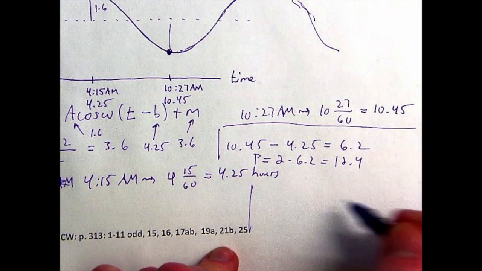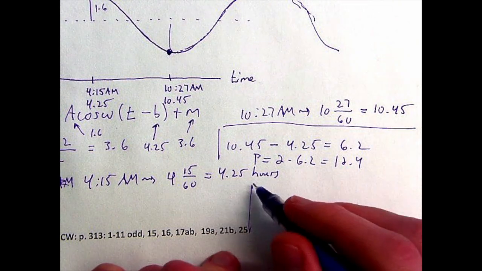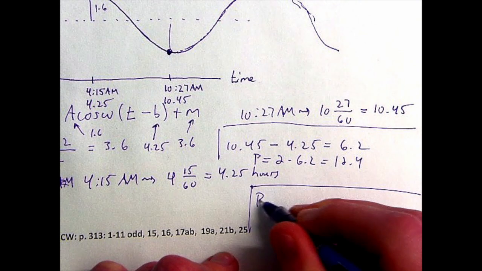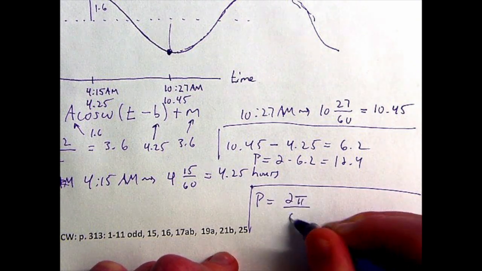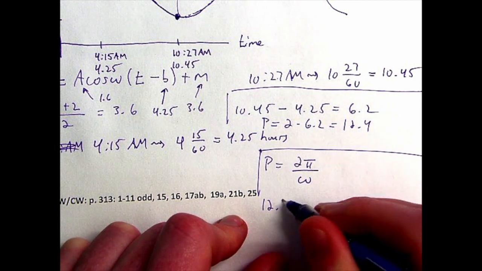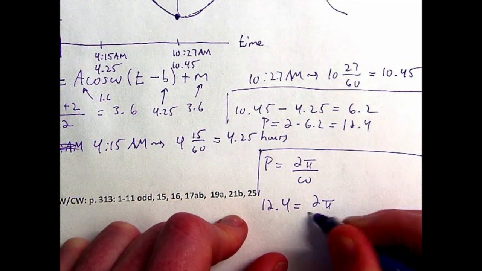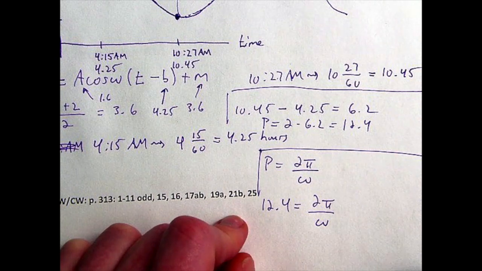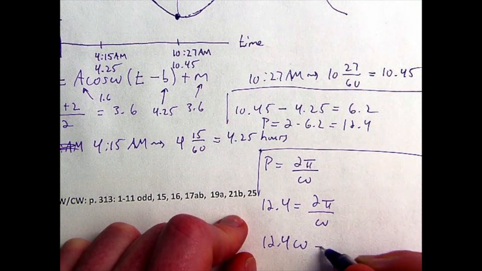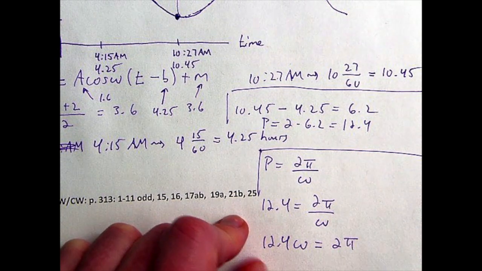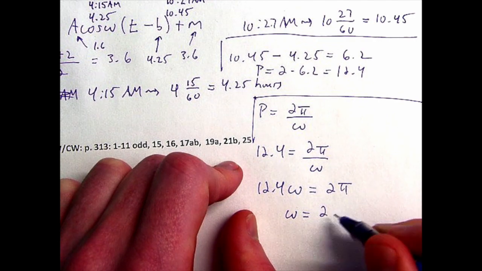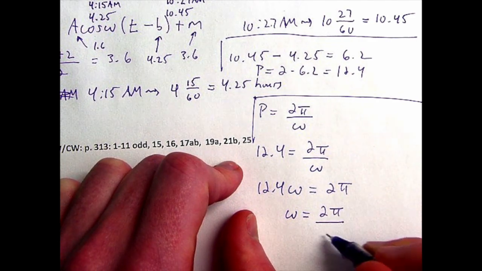I feel like I'm really running out of room here on this sheet of paper. Not my best organizational work. So the period, as always, is given by 2 pi over omega. So we just observed that the period is 12.4. So we can now solve this equation for omega. Cross multiply, however you prefer to solve this. Okay. Divide by 12.4, you find that omega is 2 pi over 12.4.